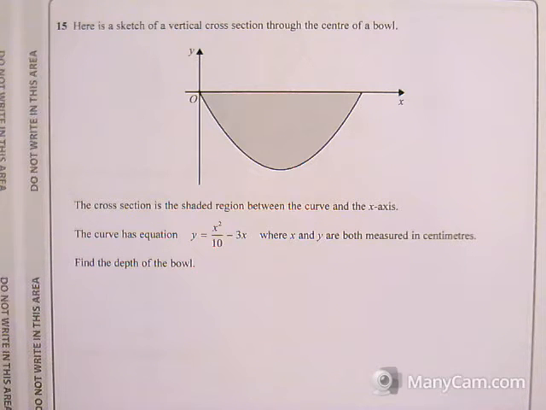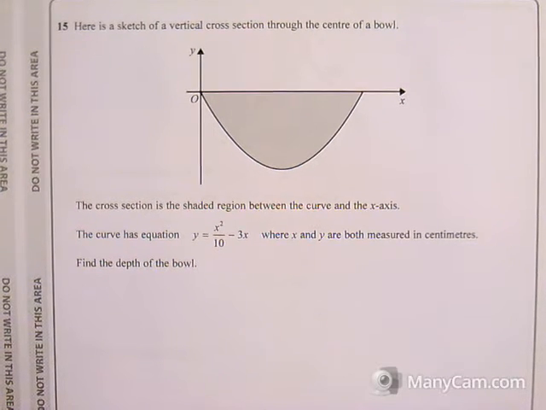Okay, so question 15, talking about a cross-section of a bowl, and it wants to know the depth of the bowl. Quite a confusing question to begin with, but once you work through it, the method's actually really easy, and it's quite an easy 4 marks when you know how to do it.